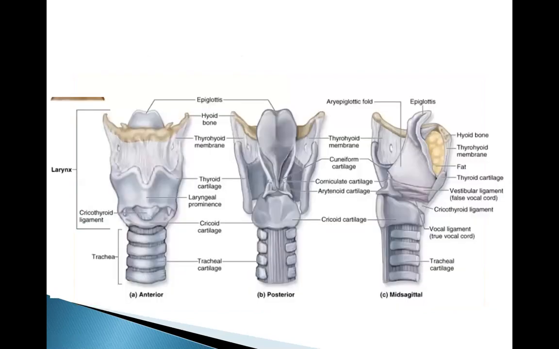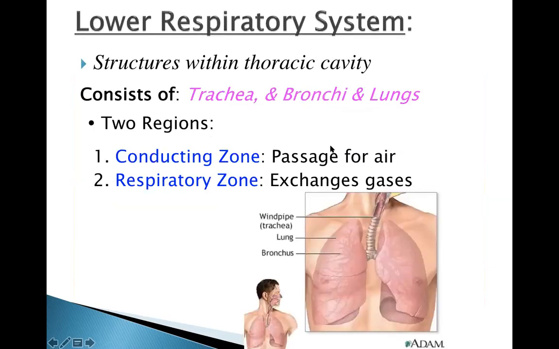All right, so again, just reviewing, make sure you feel comfortable recognizing and either labeling or describing the position of these different cartilages. All right, so now we're going to move down to the lower respiratory system. So we're going to look at the trachea, the bronchi or bronchial tree, and then structures of the lungs.